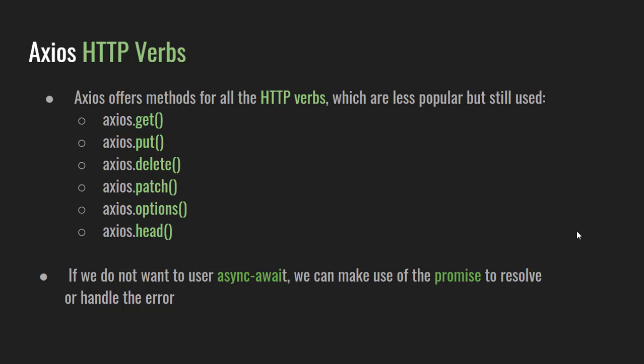If we don't want to use async await, make sure to use those promises, and we can handle the errors, and we can use the .then chaining and all that stuff. So it's good to know.